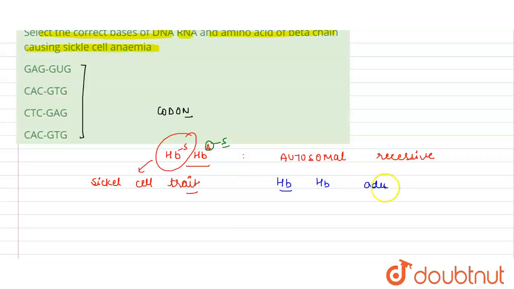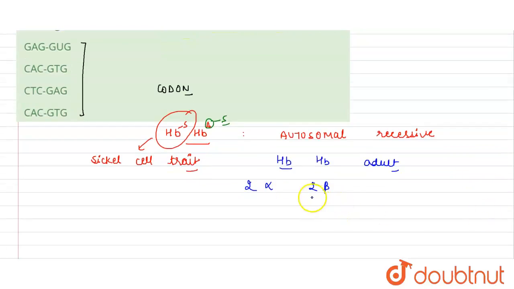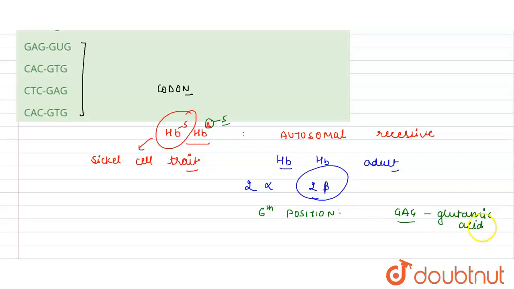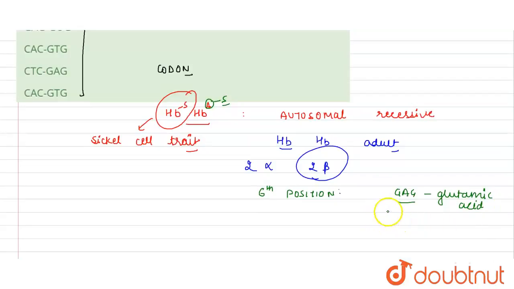The hemoglobin we are talking about is the adult hemoglobin. Adult hemoglobin consists of the alpha chain and beta chain, two alpha and two beta chains. Now, the alpha chain is normal in this condition, but what happens in the beta chain? In the beta chain, at the sixth position, GAG is present, and this codes for glutamate or glutamic acid. This codon codes for the amino acid glutamic acid.